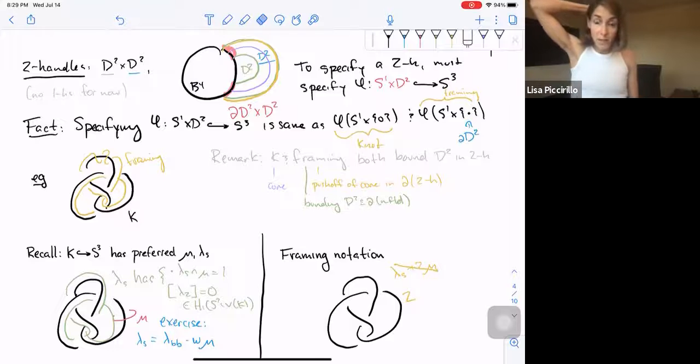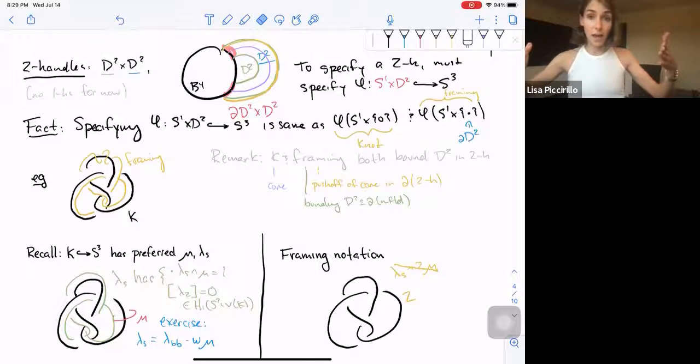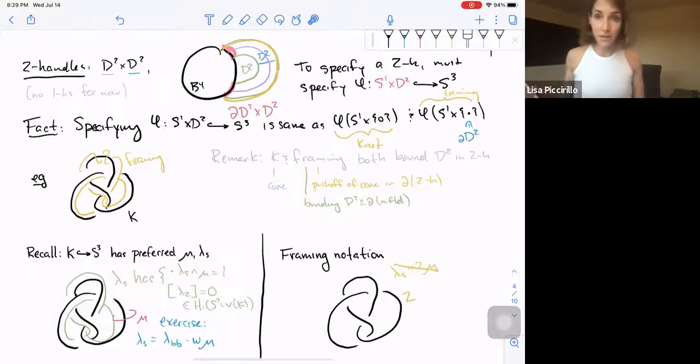So in practice, when people want to say, hey, why don't you run along and attach a two-handle to the four ball for me, the instructions they would give you have a tendency to look like this. They draw some knot or link, and next to each curve, they write down an integer. And the integer is encoding this framing here, in this way. Cool.